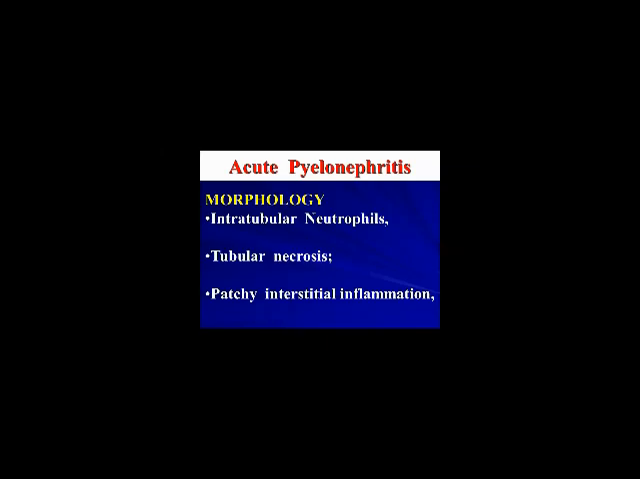On microscopic examination, you will see acute inflammatory cells, that is neutrophils. And these neutrophils, initially, are present within the lumen of renal tubules. Then they will pass through the renal tubules and cause damage. So there will be tubular necrosis. And lastly, they will pass into the interstitium. So you will see patchy infiltrate of acute inflammatory cells in the interstitial tissue.